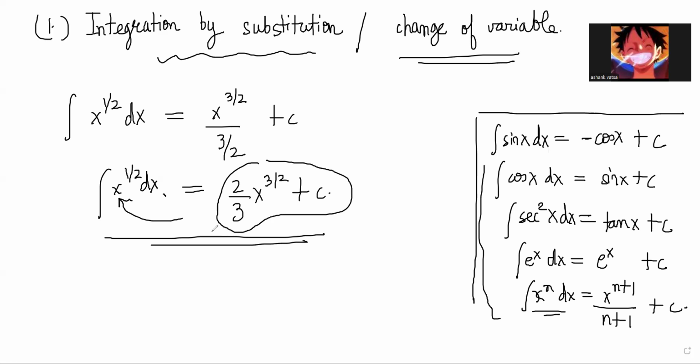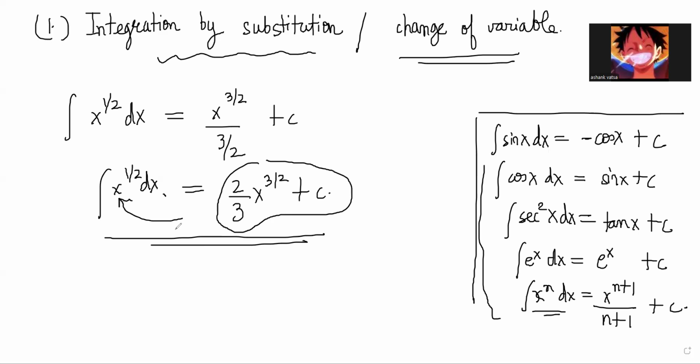Do you understand? If you do an integration and you do the differentiation of the final answer and it doesn't match the initial integral function, then you have made a mistake somewhere, right? Because the two operations are absolutely reverse of each other, correct?